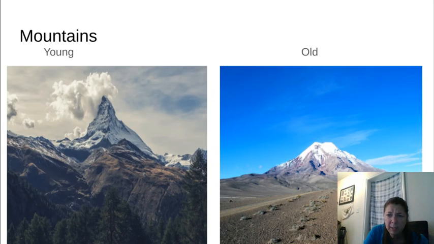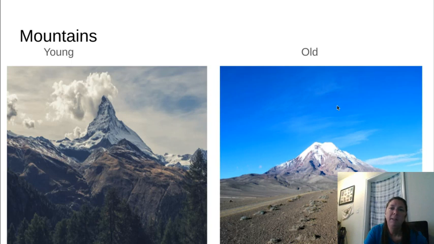Okay, mountains, a different landform, but mountains are created through plate tectonics. So when you learned that in the sixth grade, I think you guys did an activity with graham crackers or something where you push the frosting together. Okay, so when those plates shift and move and they collide, they push up, and you get a mountain.